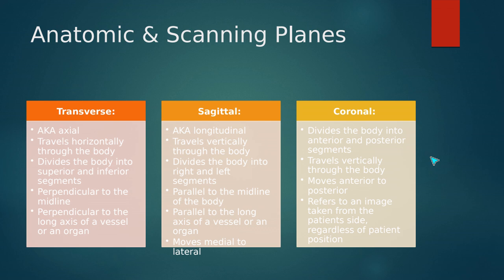Now, coronal, this is going to divide our body into anterior and posterior segments. In a similar fashion to sagittal, it's going to travel vertically through the body, but instead of dividing the body into right and left segments, it's going to divide it into anterior and posterior segments. It's also going to refer to an image taken from the patient's side, regardless of the patient position. So whether our patient is supine or in a decubitus position, if we are taking an image from the patient's side, we are always going to reference that as coronal because we're looking at the body in an anterior to posterior sweep.